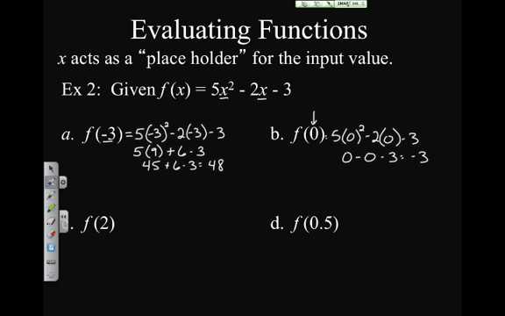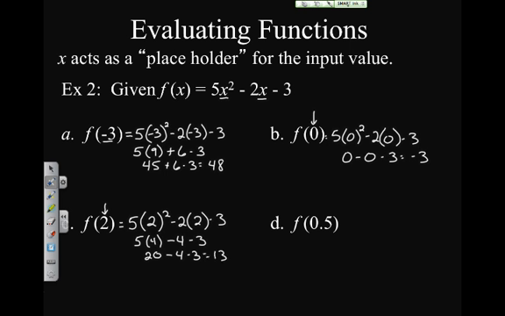Over here when we look at f of 2, again, same concept. 5 times our input value squared minus 2 times our input value minus 3. And this time we're plugging in the input value they give us, which is 2. So this is 5 times 4 minus 4 minus 3. So 20 minus 4 minus 3 equals 13.